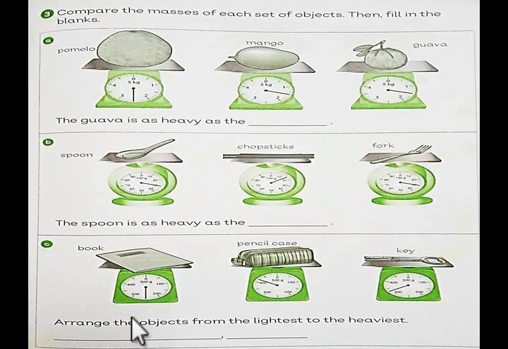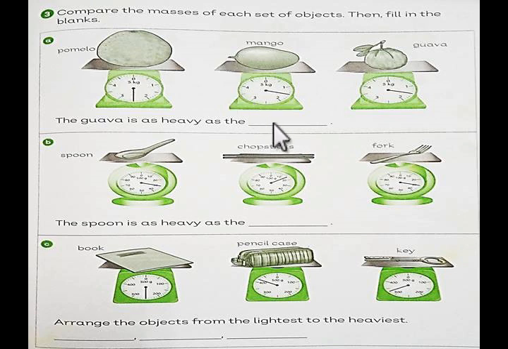Number three, compare all the masses of each object, then fill in the blank. Let's compare pomelo, mango, and guava. This is pomelo, then this is guava. Guava is as heavy as, okay, we say as heavy, same. Heavy as what? Heavy as pomelo or mango, right? Heavy means same. As heavy as, same. Is it pomelo or mango? Write your answer here.